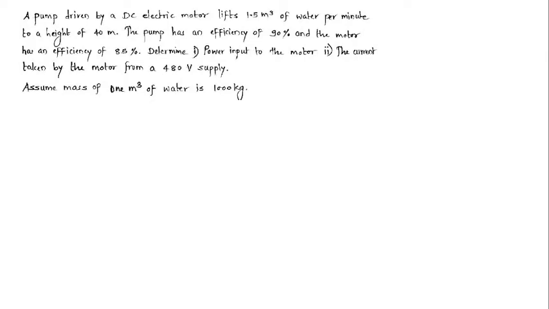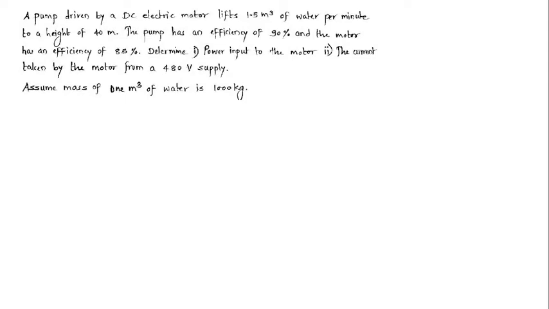A pump driven by a DC electric motor lifts 1.5 meter cube of water per minute to a height of 40 meter. The pump has an efficiency of 90% and the motor has an efficiency of 85%. Determine power input to the motor and the current taken by the motor from a 480 volt supply. Assume mass of 1 meter cube of water is 1000 kg.